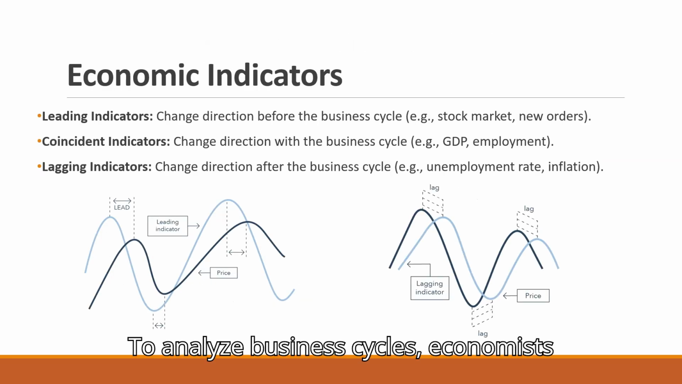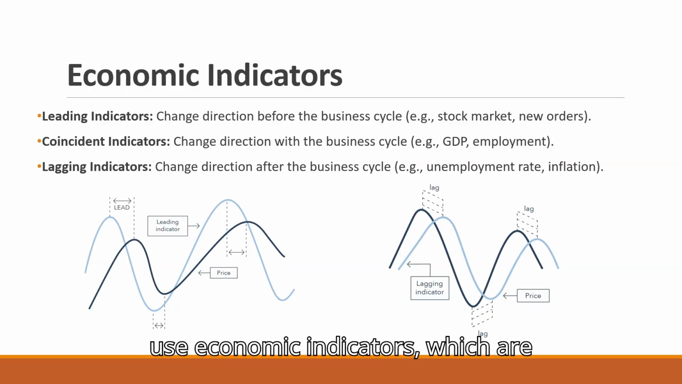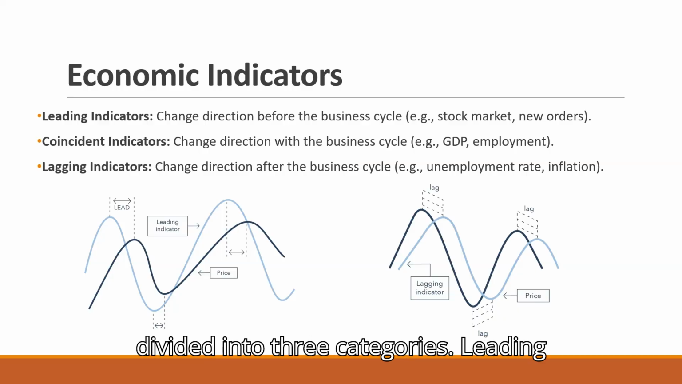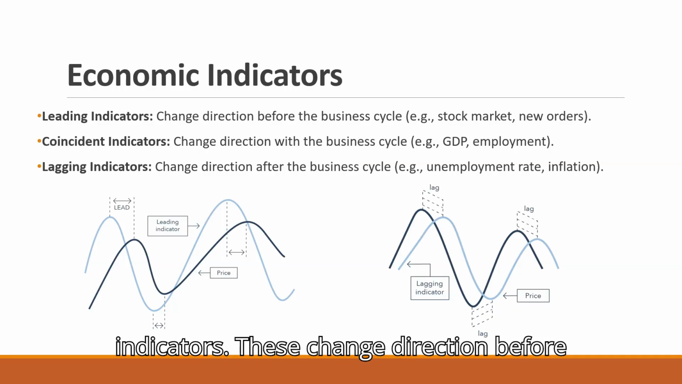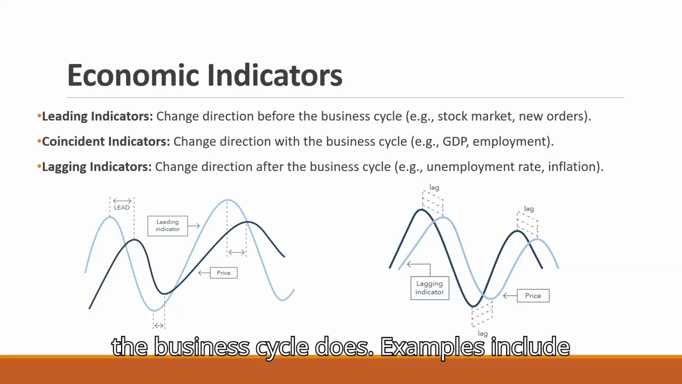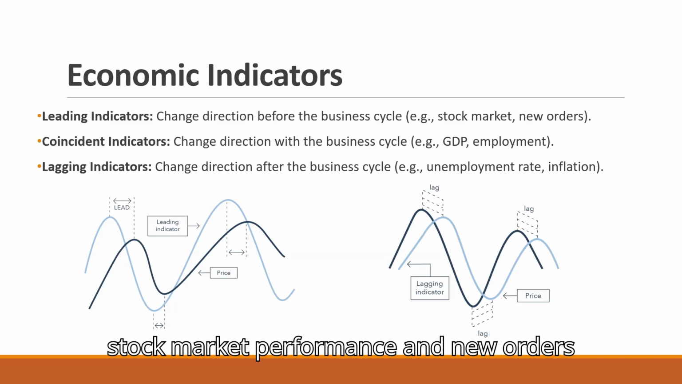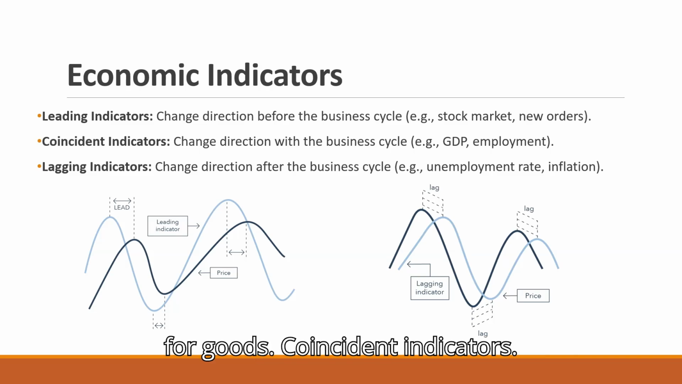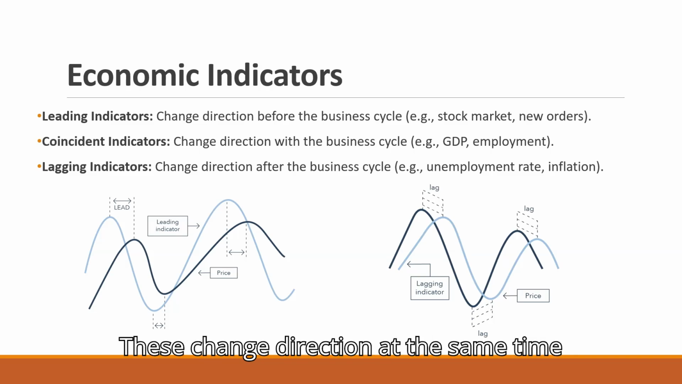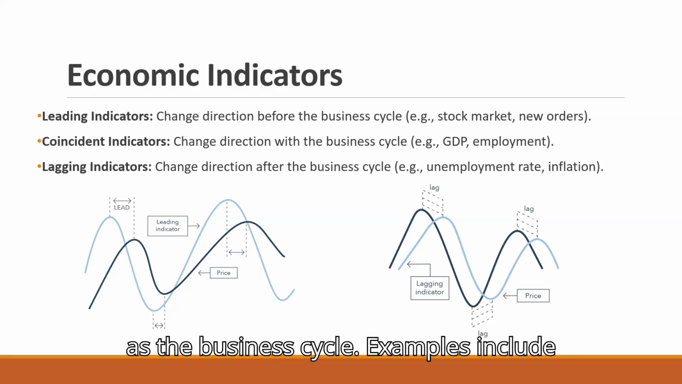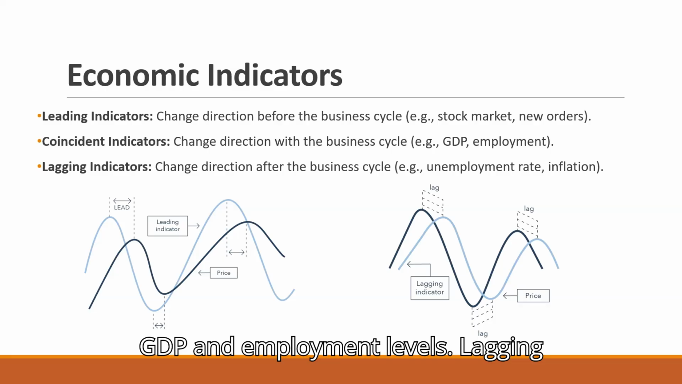To analyze business cycles, economists use economic indicators, which are divided into three categories. Leading indicators. These change direction before the business cycle does. Examples include stock market performance and new orders for goods. Coincident indicators. These change direction at the same time as the business cycle. Examples include GDP and employment levels.